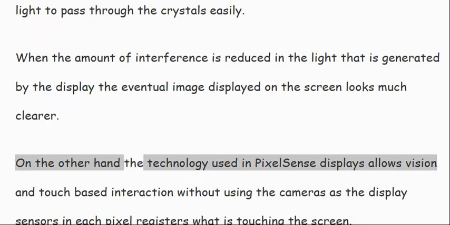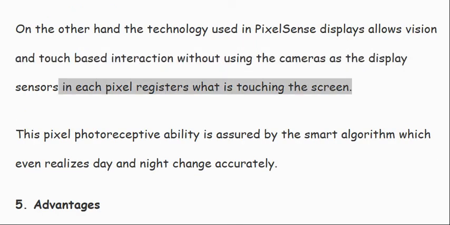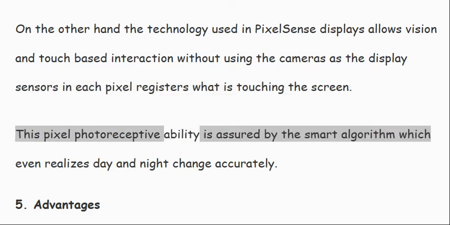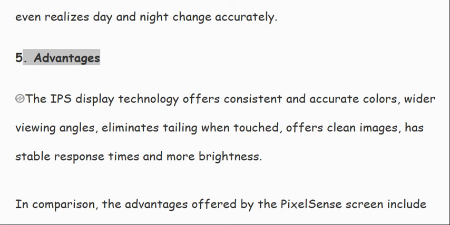On the other hand, the technology used in PixelSense displays allows vision and touch-based interaction without using cameras, as the display sensors in each pixel register what is touching the screen. This pixel photoreceptive ability is assured by the smart algorithm, which even realizes day and night change accurately. 5. Advantages.